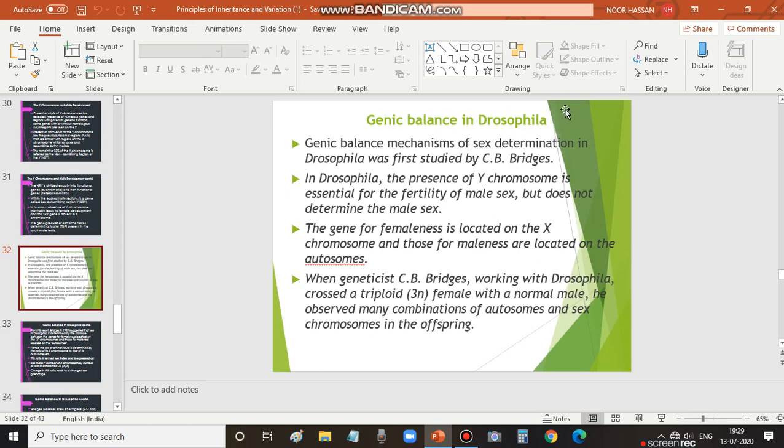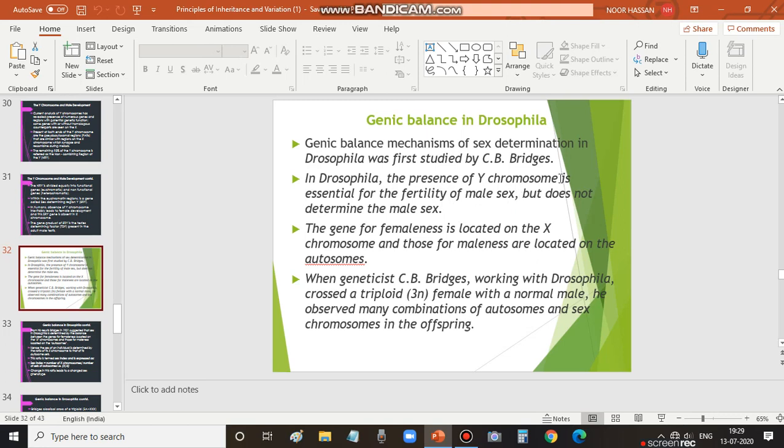And we shall now discuss genic balance in Drosophila. Drosophila is a fruit fly. The genic balance mechanism of sex determination in Drosophila was first studied by C.B. Bridges. In Drosophila, the presence of the Y chromosome is essential for the fertility of the male sex.